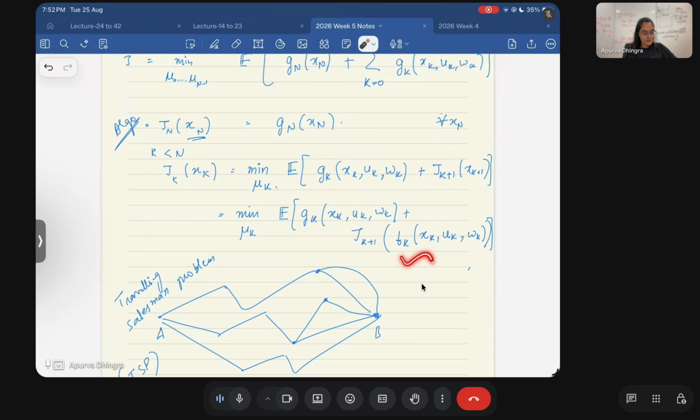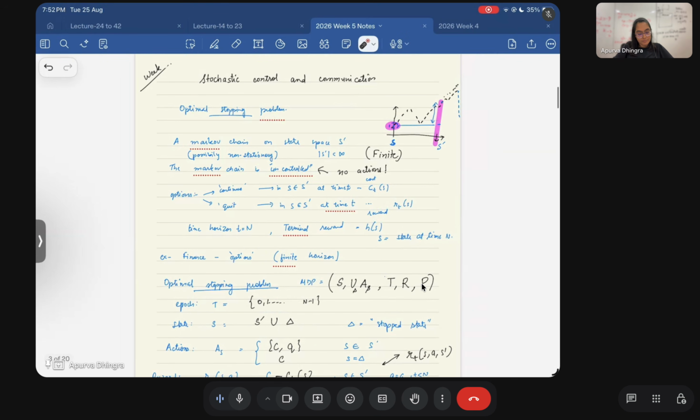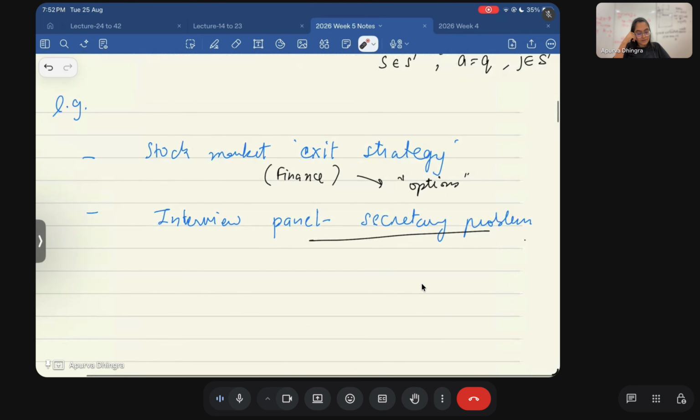And the dynamics also shows up. This is what we have, and we applied it to two problems. One of the problems that we applied it to is called the optimal stopping problem, which can be thought of as two examples. One example could be a finance example, coming up with a strategy for when to exit from a stock or to continue, or similarly for options also. So it's a finance example.